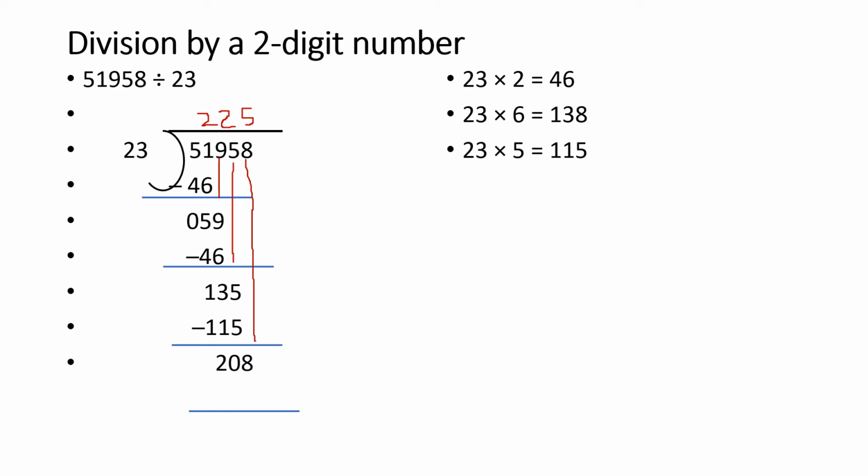Again ask the same question: how many 20s can be fit in 208? Again, 20 tens are equal to 200. So it means 10 20s can be fit, but 23 tens are equal to 230, which is greater than 208. It means we will consider 23 nines, which is equal to 207. That's why we will write 9 here and 207 here. We will subtract it and now it is 1, and 1 is less than 23. So 1 is our remainder and our quotient is 2259 and our remainder is 1.